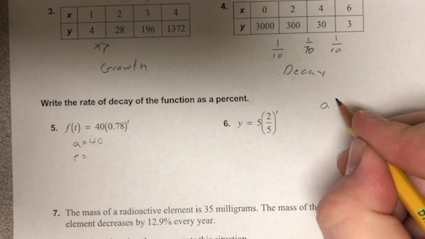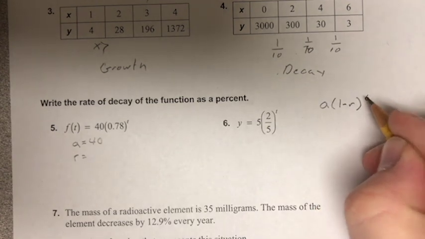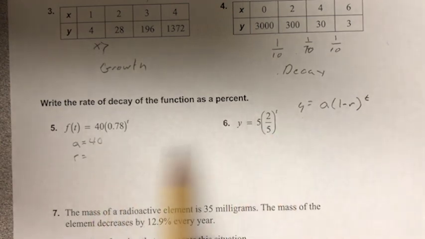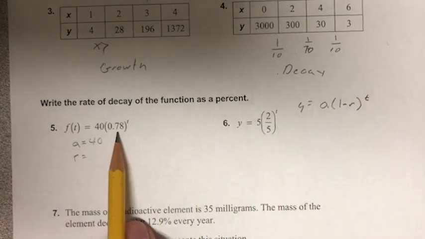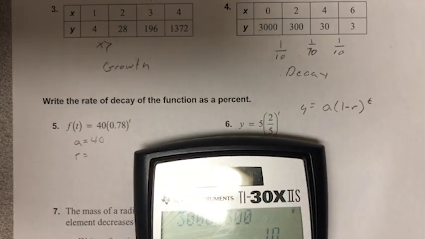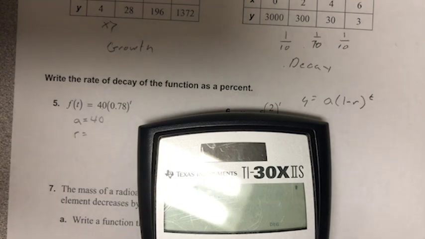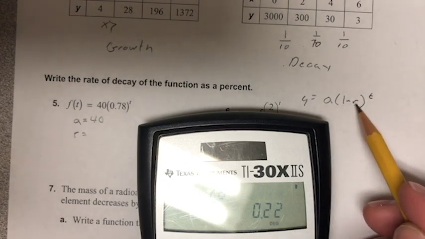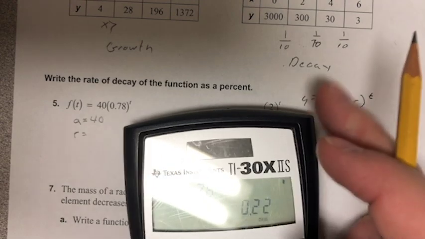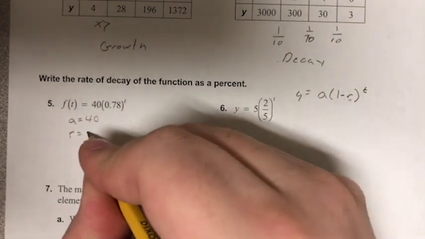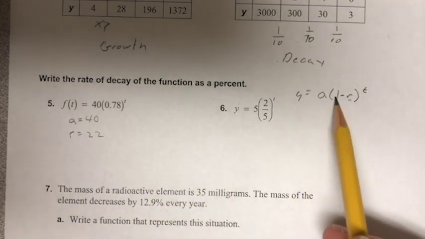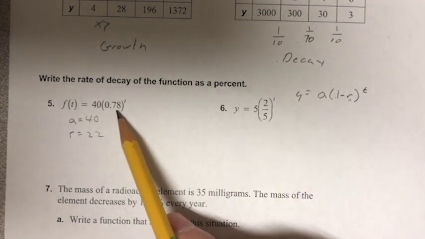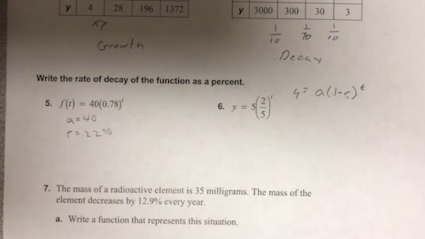Now, recall your equation. It's going to be A times 1 minus R to the T power. All right, that's my equation. So I need to figure out what R is. Well, this is 0.78. So let's find out what the difference is with that. If I were to go 1 minus 0.78, that gives me 0.22. That means that the actual rate, my actual percentage here, is 22%. Pretty simple, because that's the difference. It went from a 1 down to 0.78, and that's basically, it went down 22%.